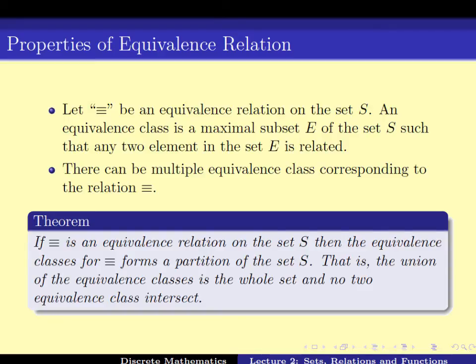Now let us consider an equivalence relation. Given an equivalence relation, I can define a maximal subset E of the set S such that any two elements of the set E are related to each other. It's maximal in the sense that you cannot add any more elements to this set E while still maintaining the property that any two elements in E are related. So it's maximal, it cannot be grown any further. Once I get such a set E, I call that E an equivalence class.